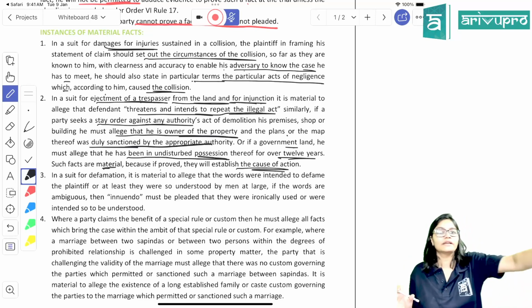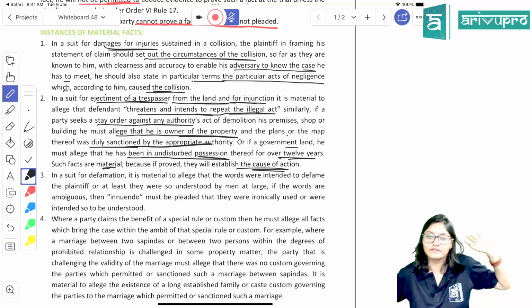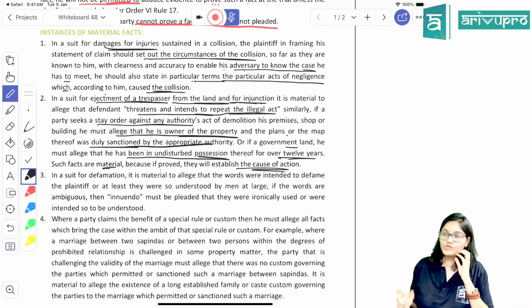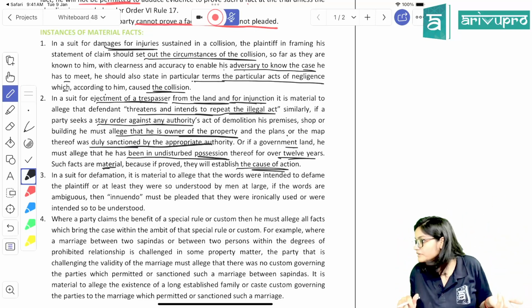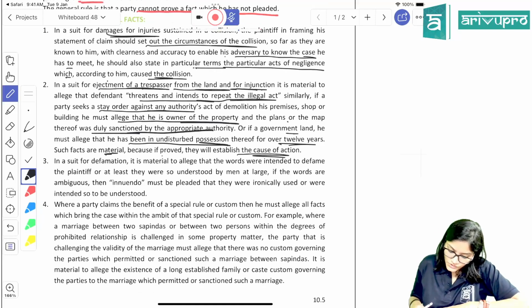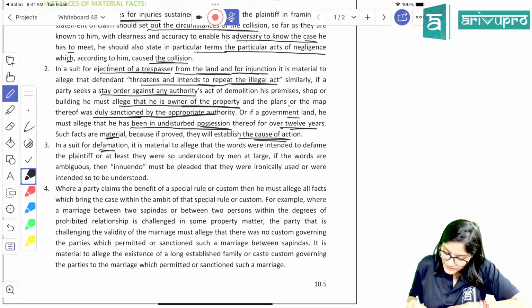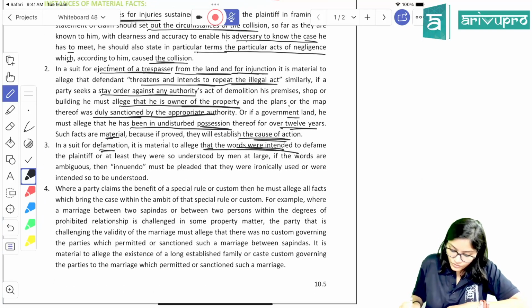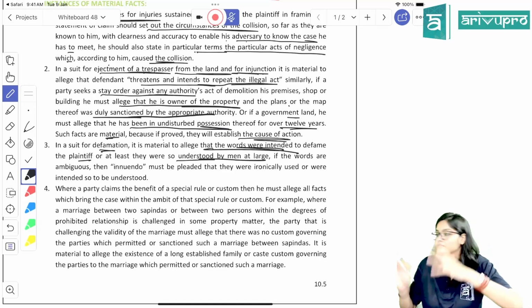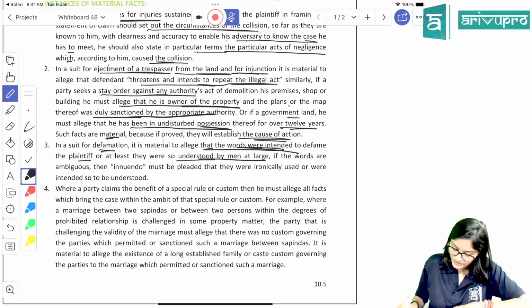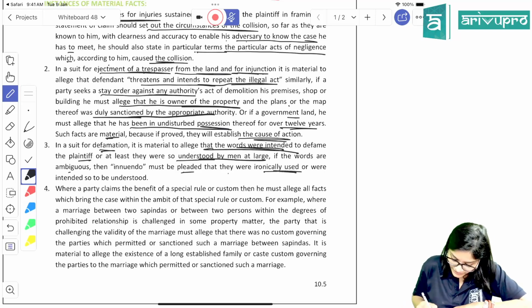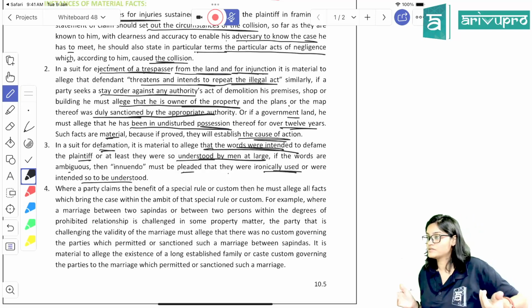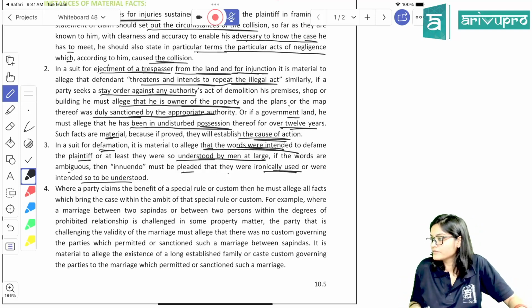Because for 12 years I am using the property and nobody is saying anything, right? So all these points become important. In a suit for defamation, it is material to allege that the words were intended to defame the plaintiff, or at least they were so understood by men at large, general people. If the words are ambiguous, then innuendo must be pleaded, that they were ironically used or were intended to do so. What words, in case of defamation, become important, right?